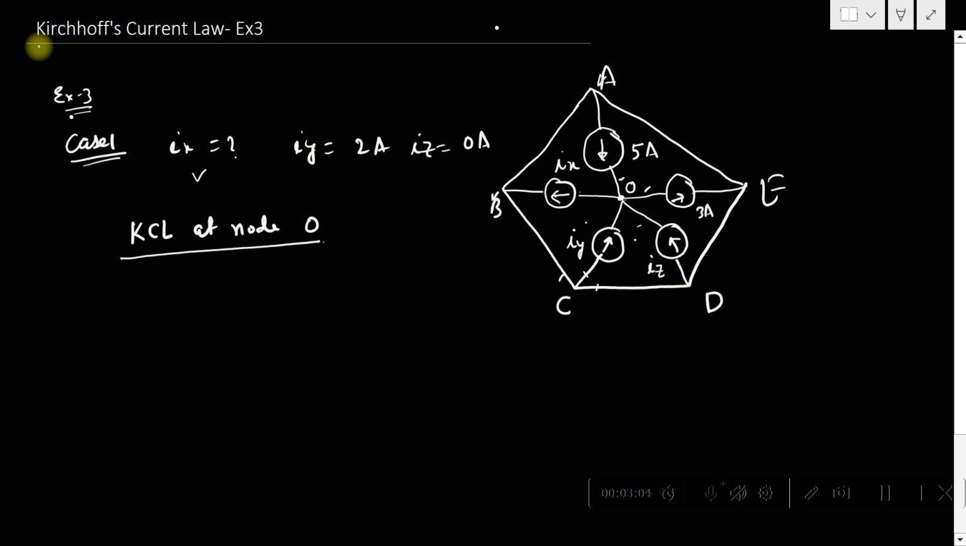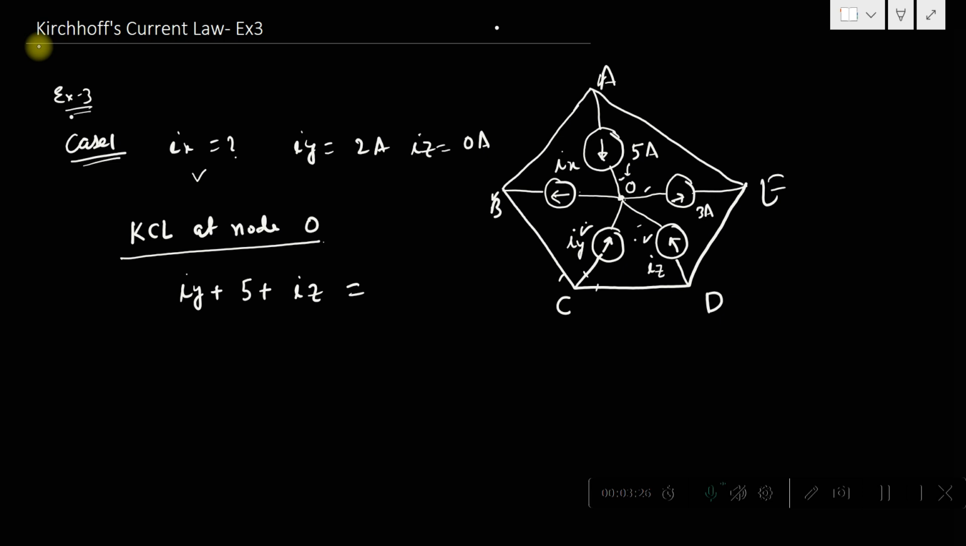The currents entering the node are Iy, Iz, and the 5 ampere. You can see Iy is entering the node, Iz is entering the node, and 5 ampere is also entering the node. So let's write down Iy plus 5 plus Iz equals the current exiting the node. Exiting the node are Ix and 3 amperes, the 2 currents leaving node O. Thereby we can write Ix plus 3. Now this is the one equation. Let's name it equation 1.